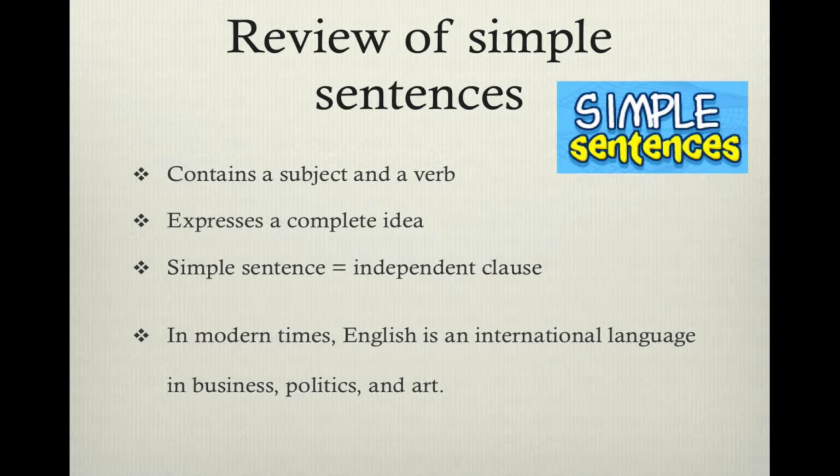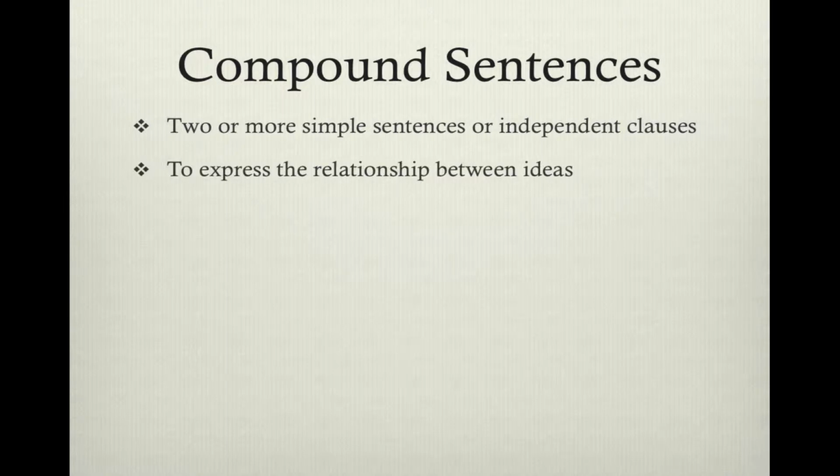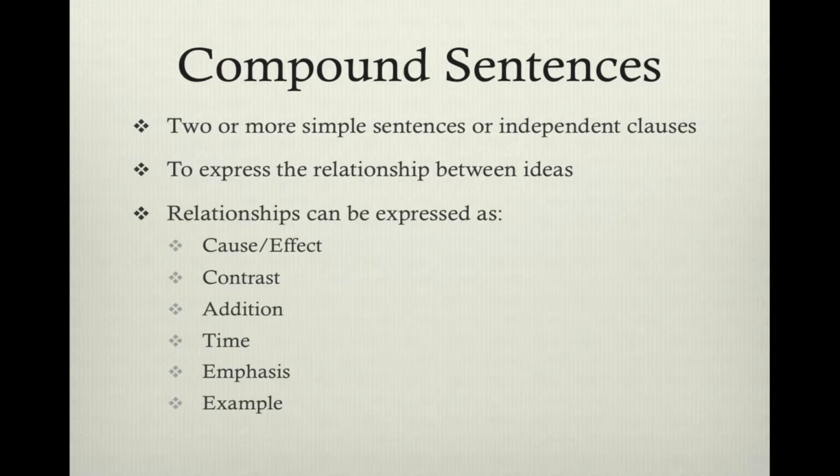In this example, this is a simple sentence. Here's my subject and my verb, and it's a simple sentence because it has meaning, it stands alone, okay? I don't need anything else for it to make sense. So, a compound sentence is two or more of those simple sentences or independent clauses put together, and they express a relationship between those two ideas. And the relationships that can be expressed are cause-effect, contrast, addition of information, time, emphasis, and example.